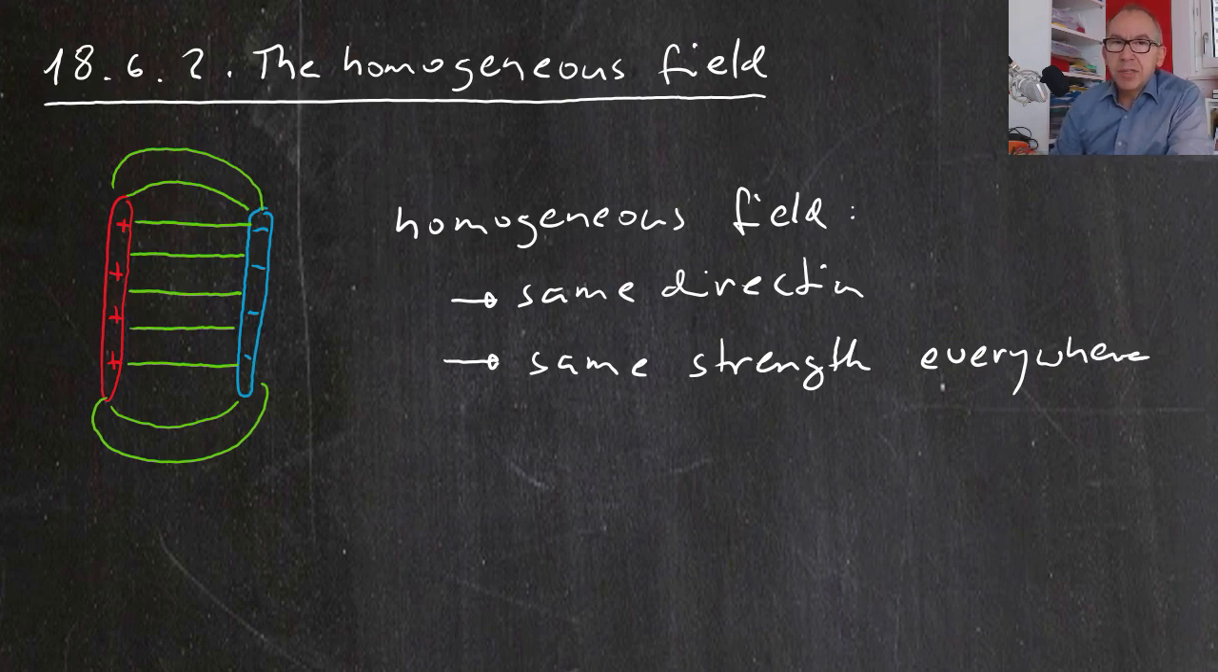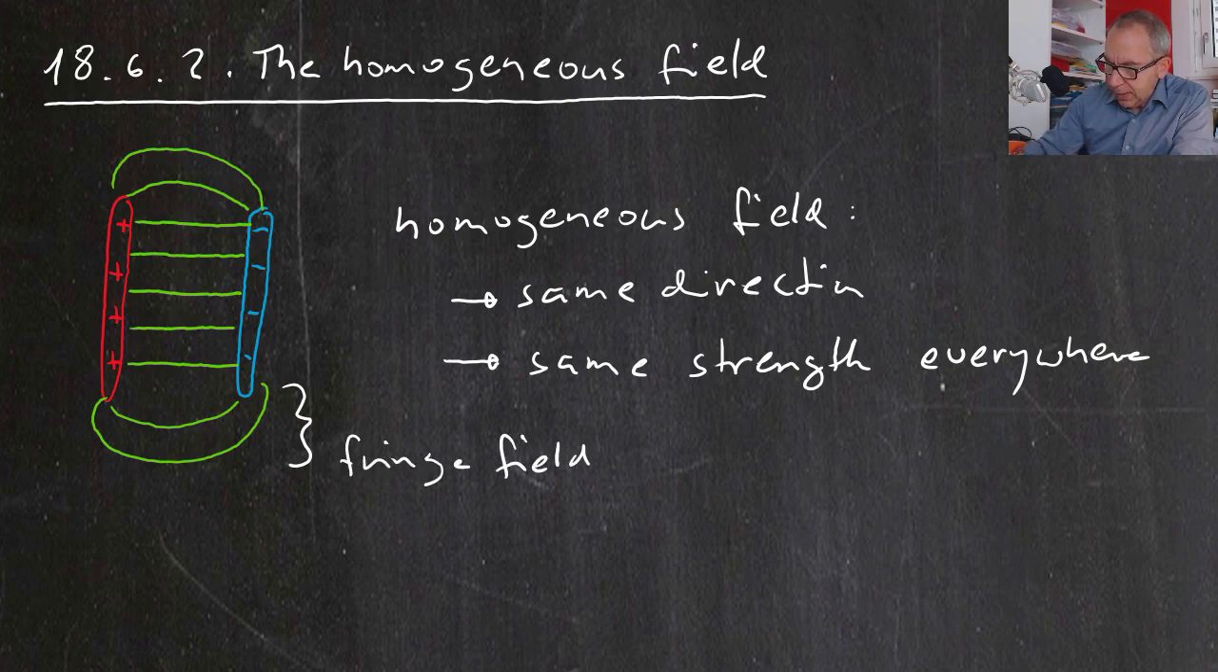The inside here is called a homogeneous field. A homogeneous field is if it's the same magnitude, the same strength of the field all over, and if it has the same direction all over. This is true within this central part here. It is not true anymore for this outer part, and this portion of it is called also fringe field, while here this is the homogeneous field.